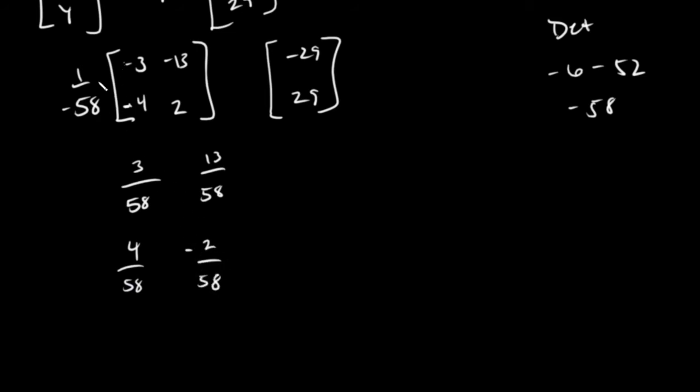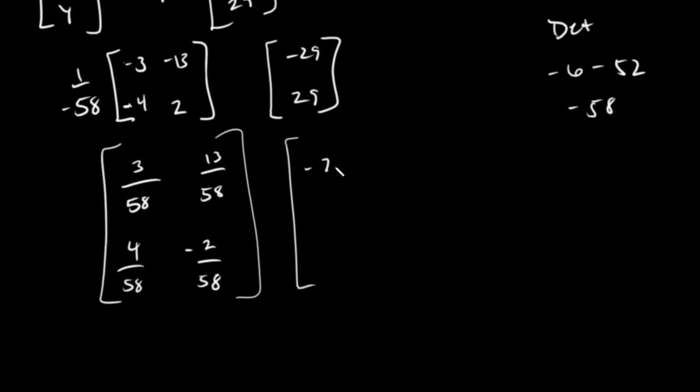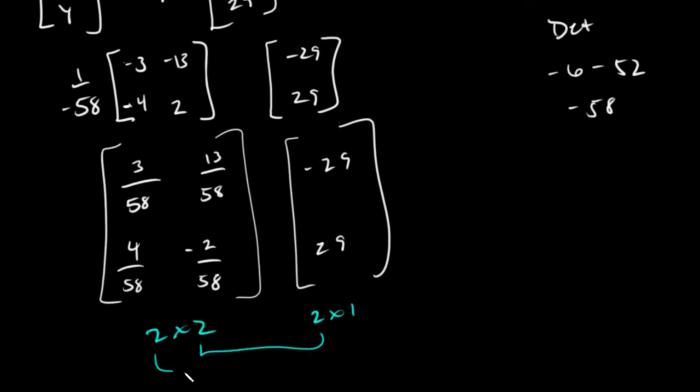And this one's negative. So two negatives cancel each other out. So there was a negative here and a negative here. Those canceled. Here and here cancel. Here and here cancel. But here there's only one negative, so it shows up. So this is your inverse. And you're multiplying by negative 29, 29. So this is a 2 by 2. And this is a 2 by 1. So they can multiply and you get a 2 by 1.